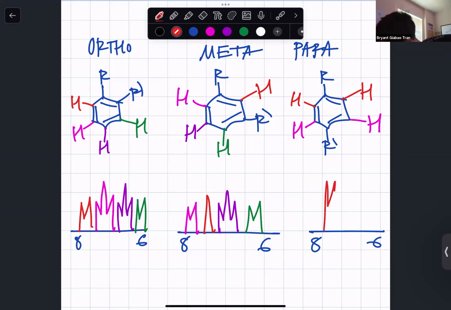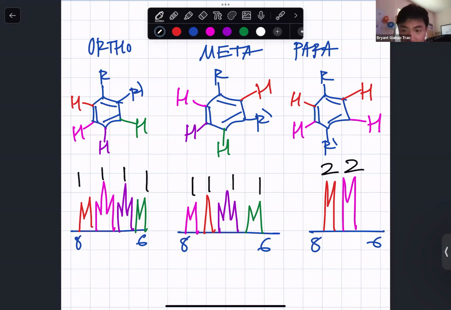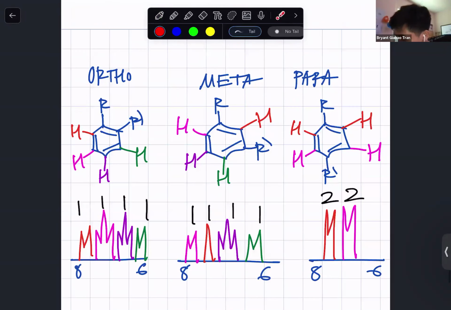Now for the para, we have the red, which has 1 neighbor, a doublet, and pink, 1 neighbor, a doublet. If we draw in the integration, there's 1 H there, 1 H there, 1 H there, 1 H there, 1 H here, 1 H here, 1 H here, 1 H here. But for the para, we have 2 red H's and 2 pink H's, right? So these are the patterns that you have to see to tell whether you have an ortho benzene ring, a meta benzene ring, or a para benzene ring, right?